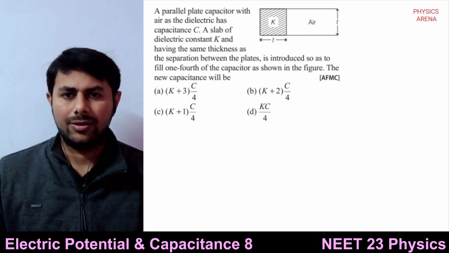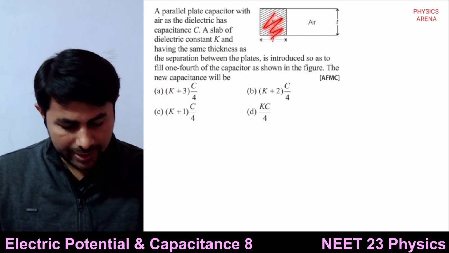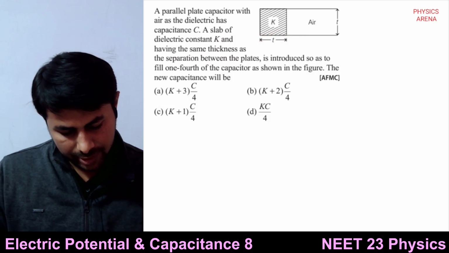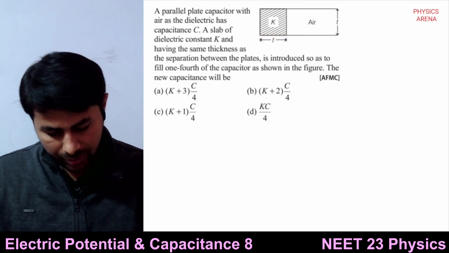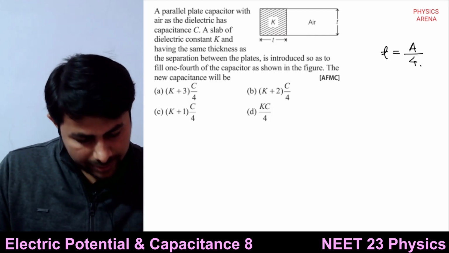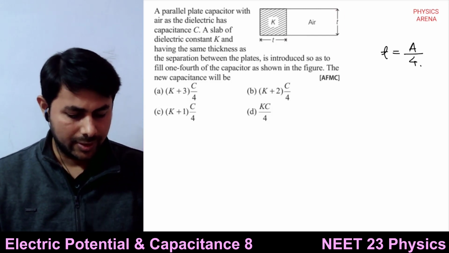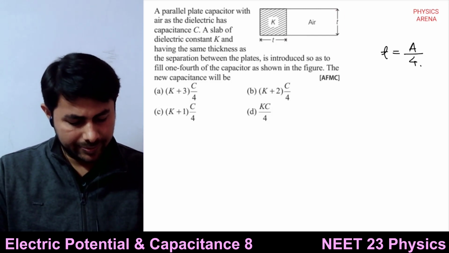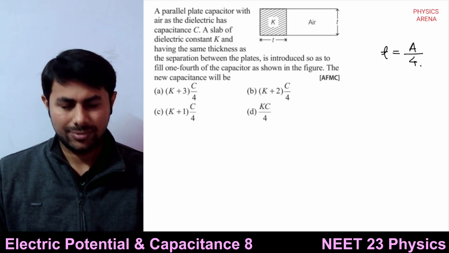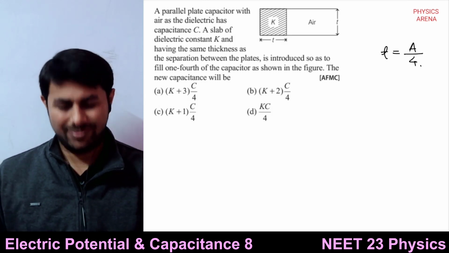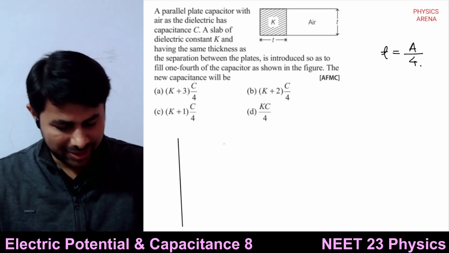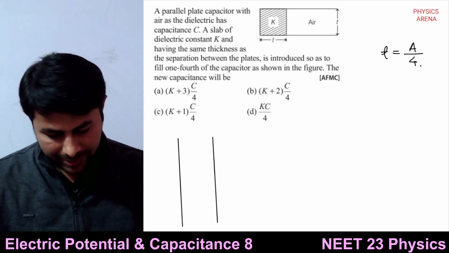Now the new capacitance will be, so here the thickness is equal to what? Not the thickness, the area. Okay, the area is equal to 1/4 of A. The area is A divided by 4. Right. Okay, so what do we get? So this is a parallel combination. In this kind of question, students often get confused. We shouldn't get confused. You can think of it like this.